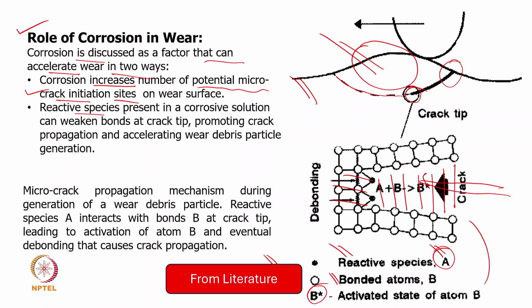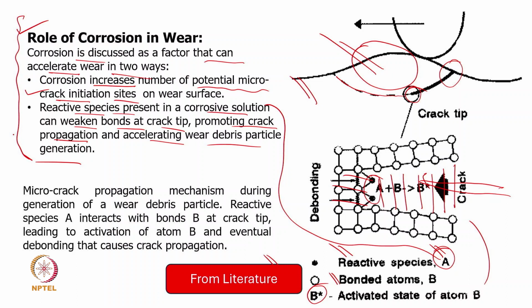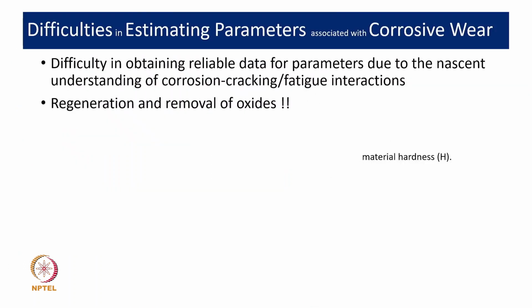Second, the reactive species present in the corrosive media, like in this case we are talking about A, will weaken the bond at the crack tip. That has been shown here. This is the tip here, promoting crack propagation and accelerating wear debris generation. So this is the overall rule, but however, we really require a detailed analysis. Here we are showing the micro crack propagation mechanism during generation of a wear debris particle, and that has been explained. So finally it will come out as a wear debris particle.